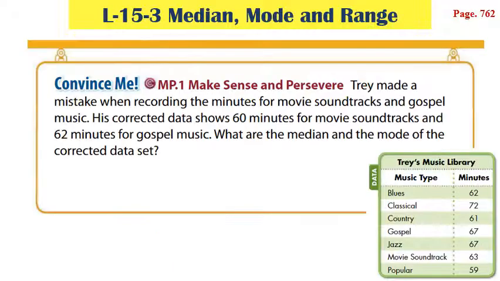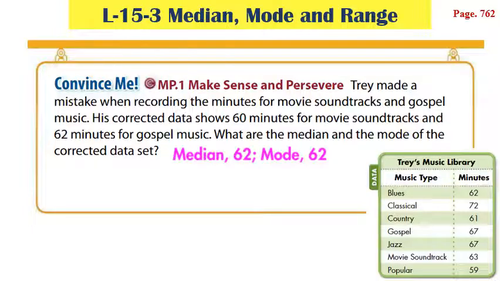All right, dear students. Now tell me the answer for this question. Treyh made a mistake when recording the minutes for movie soundtracks and gospel music. His corrected data shows 60 minutes for movie soundtracks and 62 minutes for gospel music. What are the median and the mode of the corrected data? Median, 62, mode, 62. How?